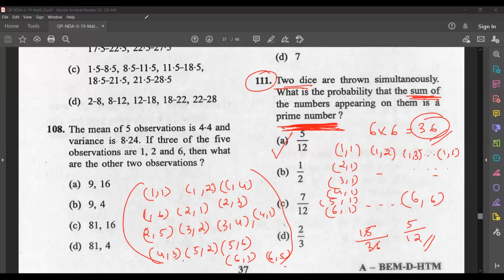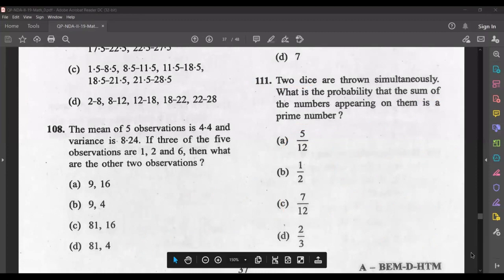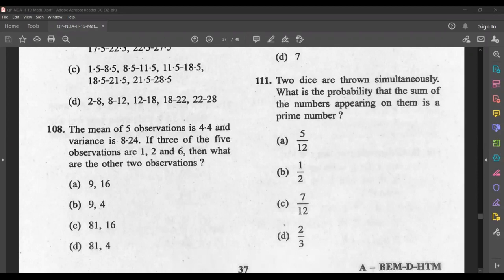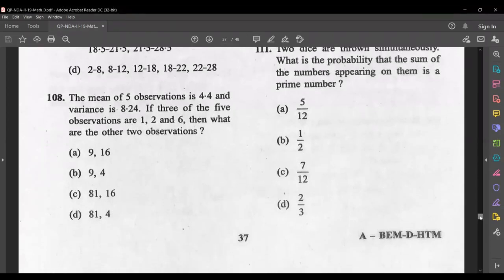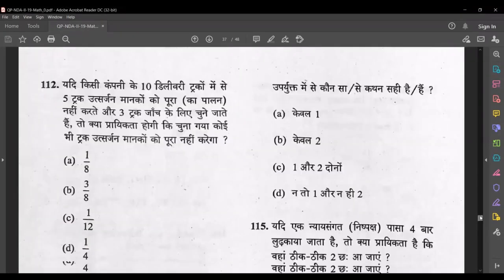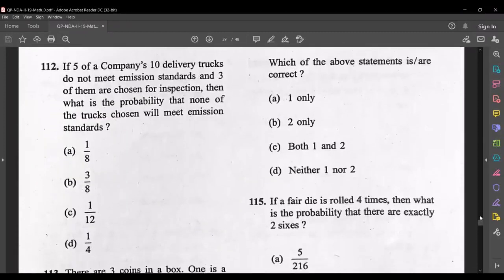Okay. So let's go to the next question. See the 112, question number 112.